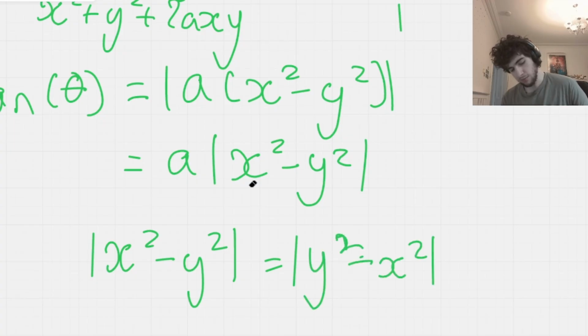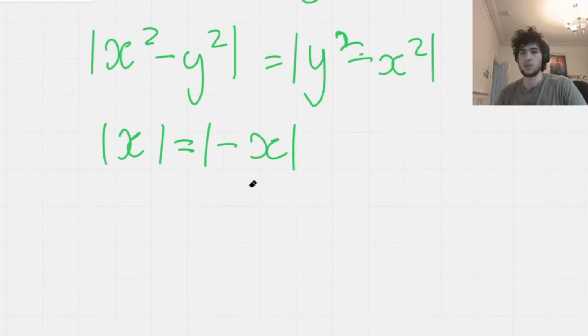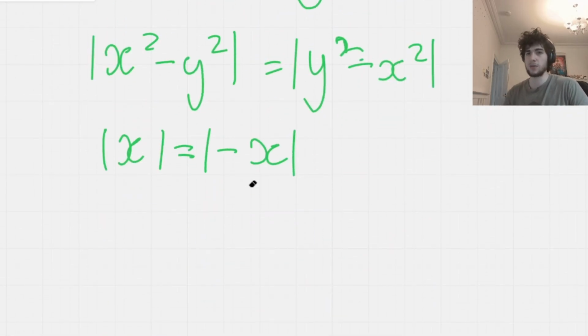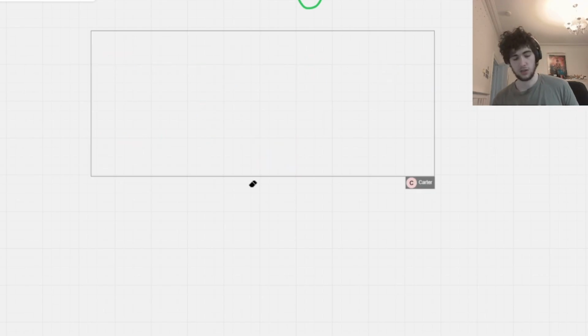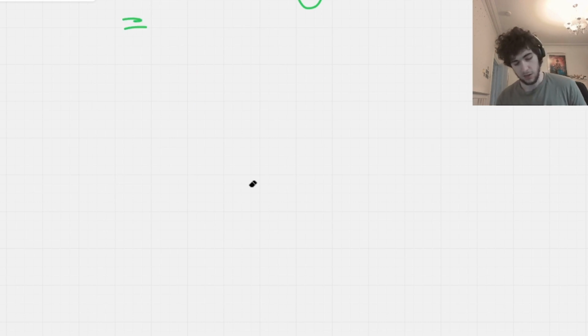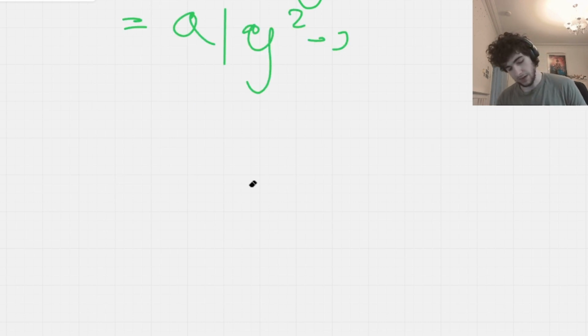That simply follows because the mod of x is equal to the mod of minus x. That's just a property of the modulus. If you plug in a negative number into the modulus, you get the same output as if you plug in the positive representation of that number. You're multiplying the inside by -1, so you're not really changing the output of the mod, just the thing you input. So this is actually equal to a mod y squared minus x squared.